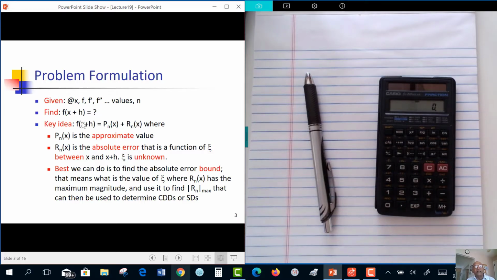So the key idea here is we are going to create an approximate value, which is our polynomial value, and we are going to calculate absolute error, but we cannot because we don't know zeta. So all we will do is we will try to find the maximum magnitude that this remainder term can have in the range x to x plus h. And then, of course, since it is an absolute error bound, we can use it to determine CDDs or SDs.